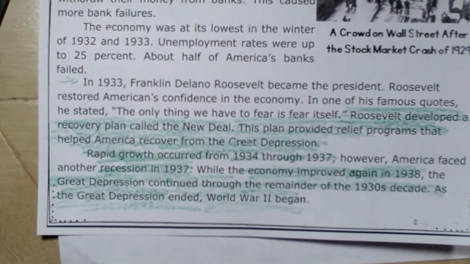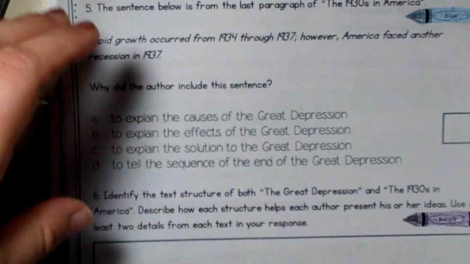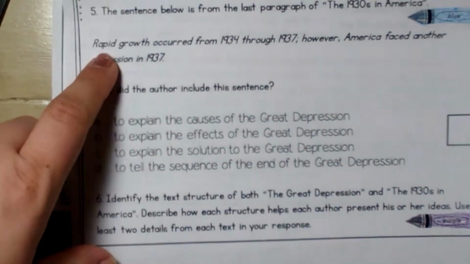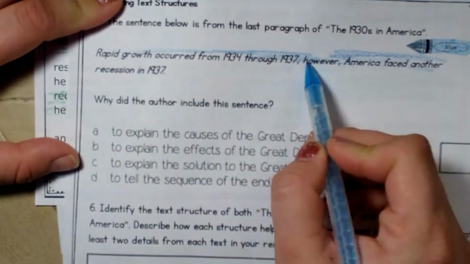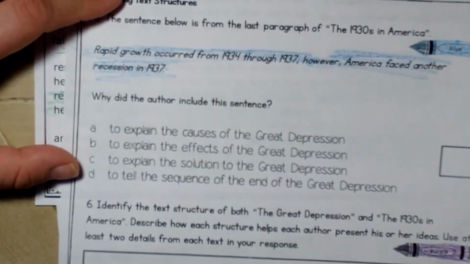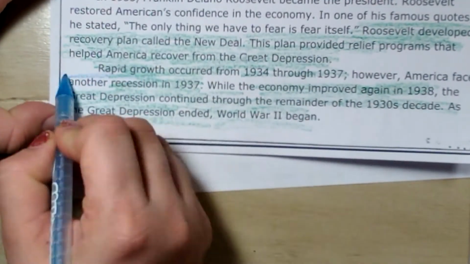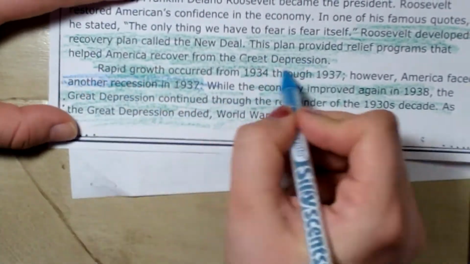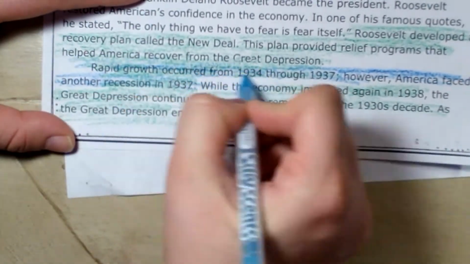So now we're going to look at number 5. Number 5 is blue. The sentence is from the last paragraph in the 1930s. Rapid growth occurred from 1934 through 1937. However, America faced another recession in 1937. Why did the author include this sentence? And I'm going to color this blue as well because it answers both questions.